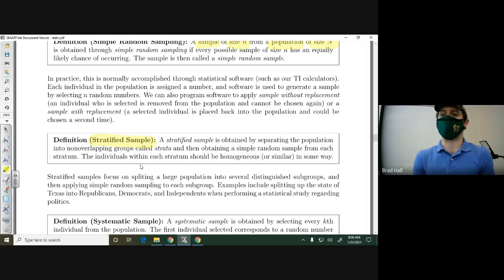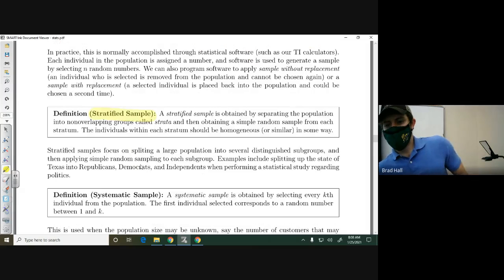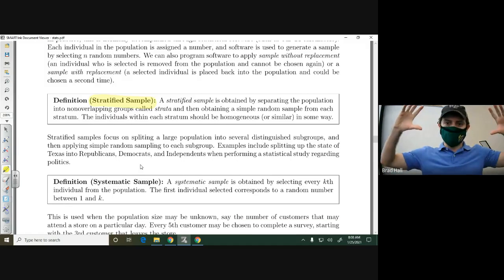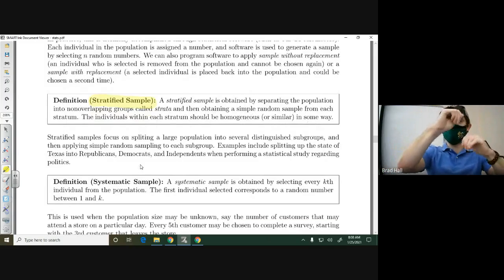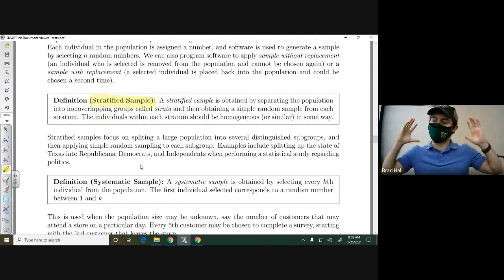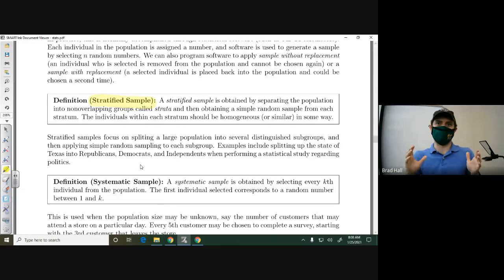So that's stratified sampling. You take a population, you split it into these smaller groups, and then you apply random sampling to each one of those groups.